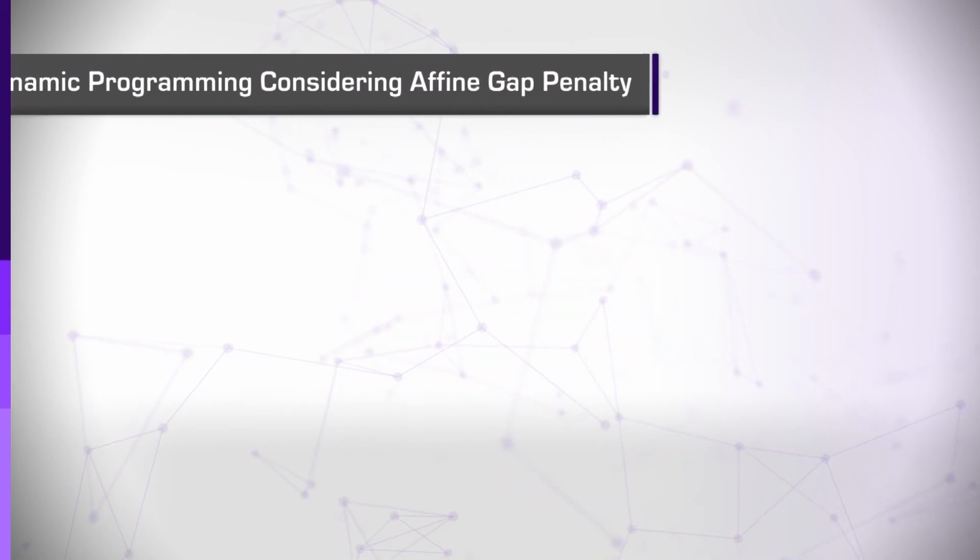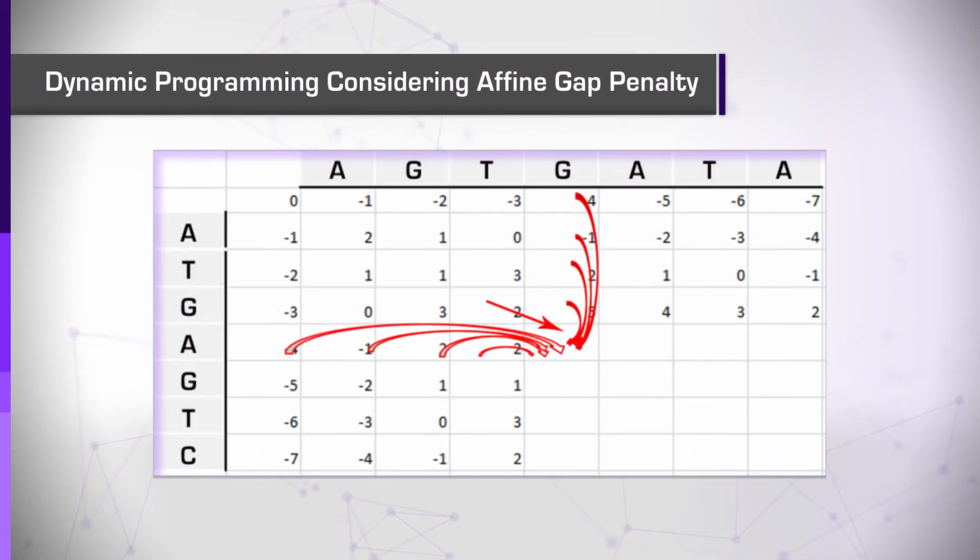With some modifications, the algorithm can use what we call an affine gap penalty that assigns a separate cost for opening a gap and then an additional cost for extending it. In this way, we can make the algorithm prefer alignments that include fewer genetic events.